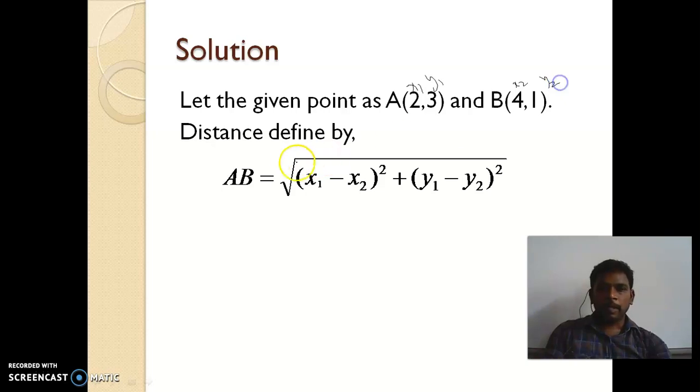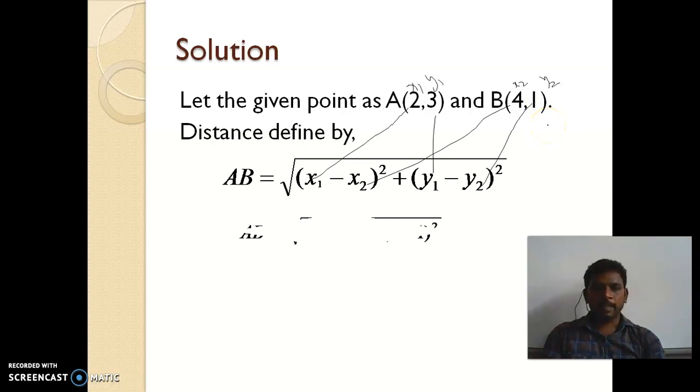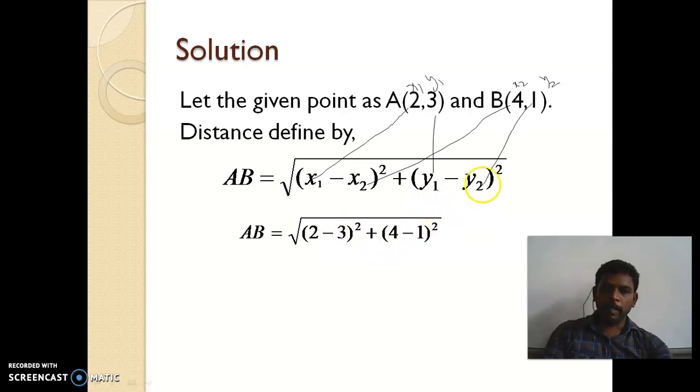Here, what is x1? x1 is nothing but 2 and x2 is 4. Similarly, y1 equal to 3 and y2 equal to 1. Next we are going to substitute directly in the formula. So (2 minus 4) whole square plus (3 minus 1) whole square. The next stage, simplify this.